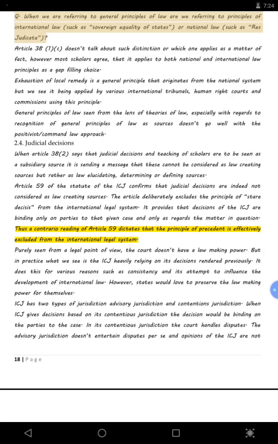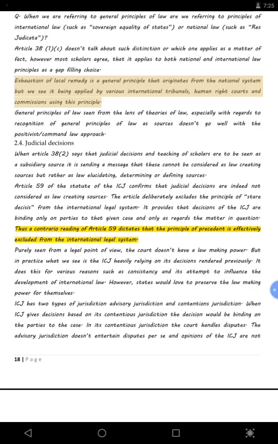Q. When we are referring to general principles of law, are we referring to principles of international law, such as sovereign equality of states, or national law, such as res judicata? Article 38(1)(c) doesn't talk about such distinction or which one applies as a matter of fact. However, most scholars agree that it applies to both national and international law principles as a gap-filling choice.